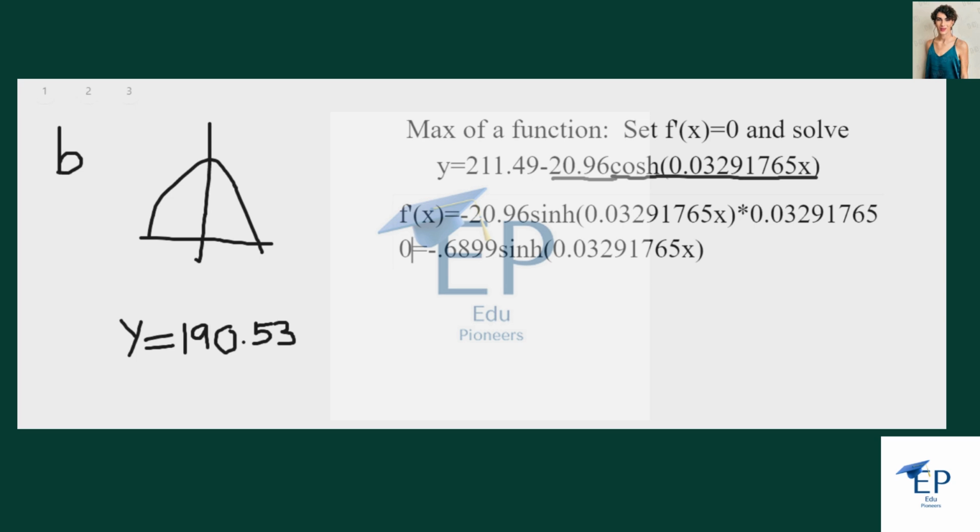If you divide this over, you find the sine hyperbolic inverse. So I'm going to quickly go through these steps. You end up with x equals 0. So when we plug x equals 0 back into our original function up here, you end up with what we had in part A, which showed us that our intercept was at 190.53, which is also the height at the center of the graph. So that's how you would do part B.